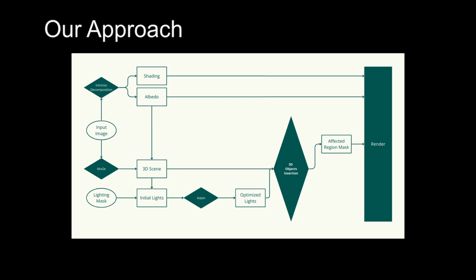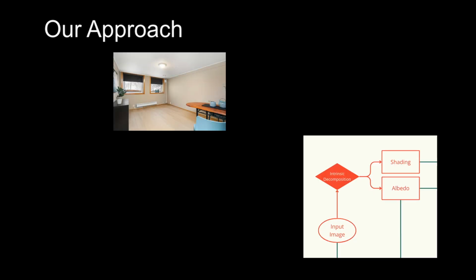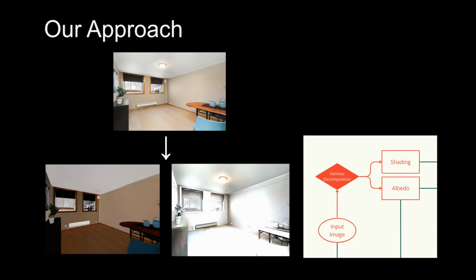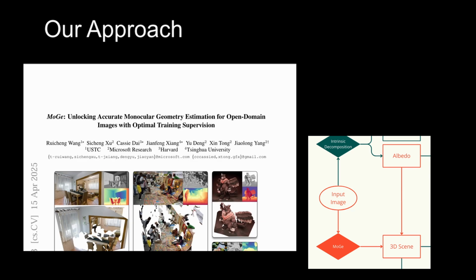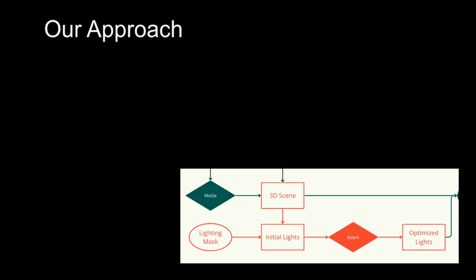Now, let's break it down further. This pipeline consists of the following steps. First, it runs intrinsic decomposition with the downscaled image. By doing so, we obtain the albedo and shading of the input image. Next, it estimates the 3D geometry using Moji. Using the output and albedo, it then constructs a 3D scene using Mitsuba.